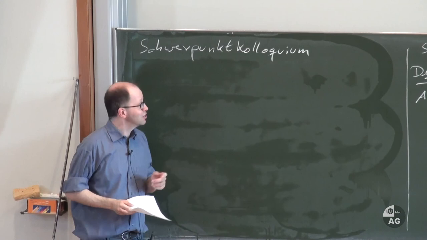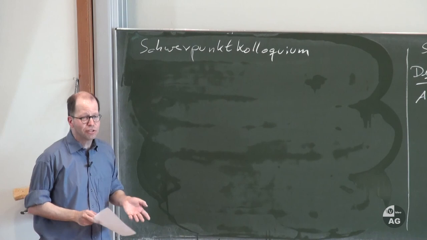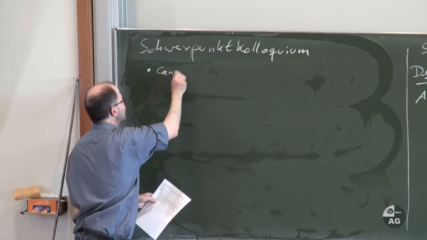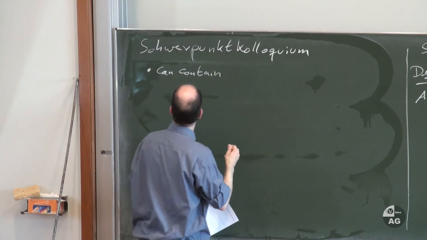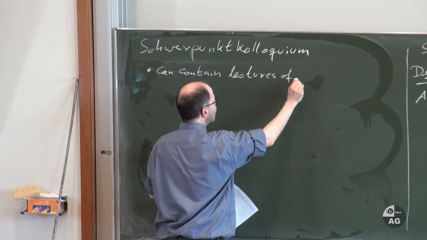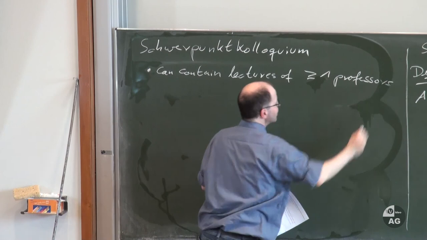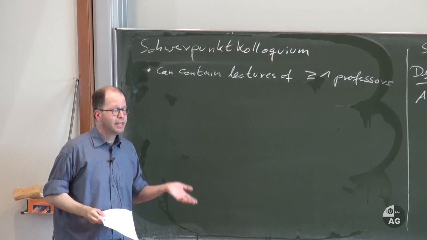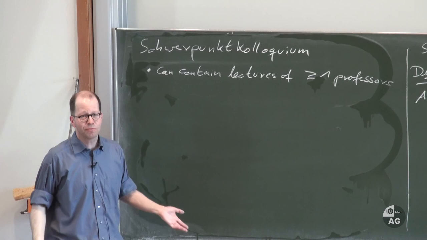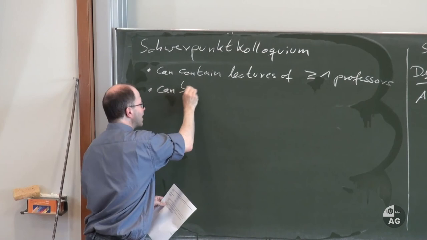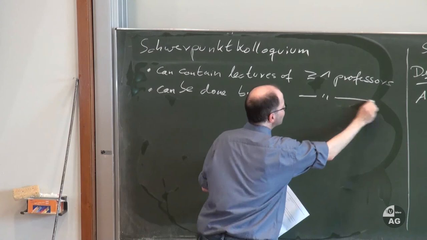So, information concerning this Schwerpunktkolloquium. You can, in general, combine different lectures, also different lectures of different professors. So it can contain lectures of just one professor, but also of different ones. Lectures of one or more professors. And it's also possible to do these Schwerpunktkolloquia together with two professors. So if you want to select some lectures from Professor A and some lectures from Professor B, you can contact them and ask them, do you want to do this together? And then maybe they say yes, and most likely they say yes. So it can be done by one or more professors, and they can really do this together.